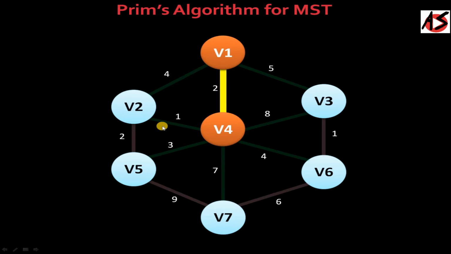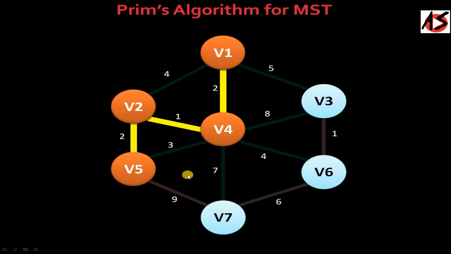Once we select this, we connect to V2. Now from V2, you can reach V5 also, so you take that edge into consideration. Now from all the green edges, you again find the minimum one. You will find 2 here, so you connect V2 to V5. Now V5 is connected.